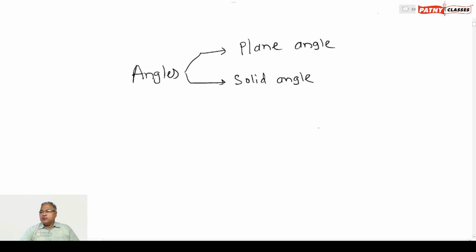It is understood that whenever a ray is there, this is a ray of light, this is another ray, or we can say two straight lines, an angle between them, this is theta. What is this theta called? It is called a plane angle. Plane angle. But what is solid angle?